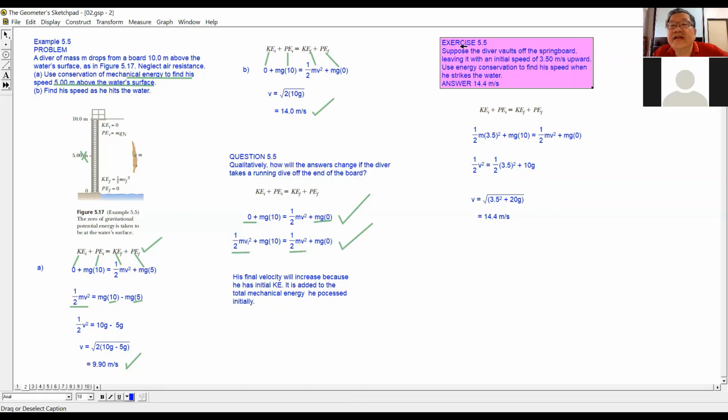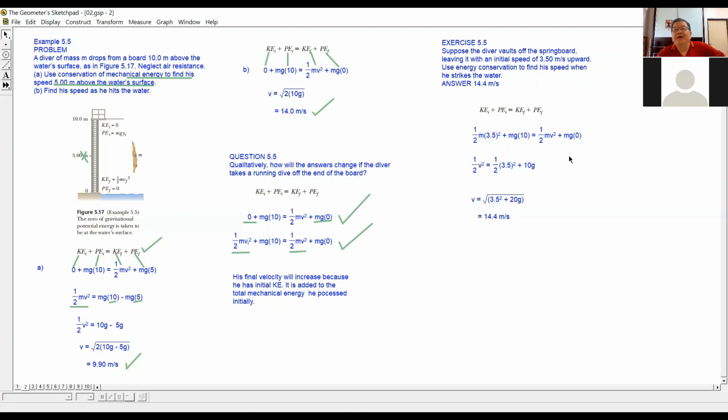Read exercise 5.5. I read already. Suppose the diver vaults off the springboard, leaving it with an initial speed of 3.5 upwards. Use energy conservation to find his speed when he strikes the water.